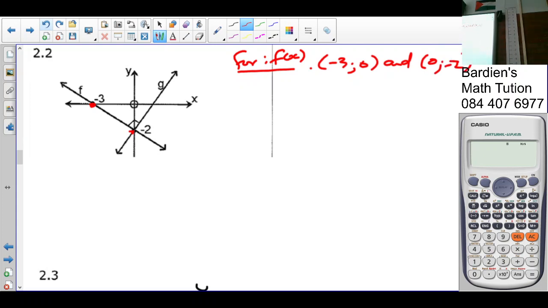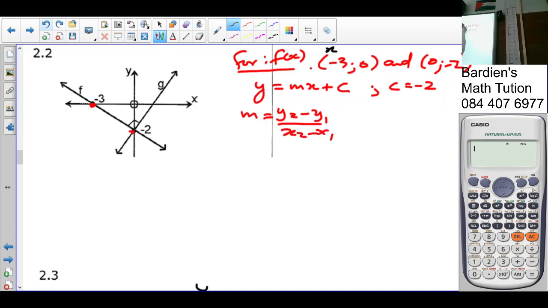At this point, we already know what our C value is. What is our C value? Negative 2. So the equation will be in the form of y is equal to mx plus c. As we said, that c is negative 2, which is your y-intercept there. So how do we work out the gradient? It will be y2 minus y1 over x2 minus x1. If this is x1, that will be y1, x2 and y2. So that will simply be negative 2 minus 0 over 0 minus 3.